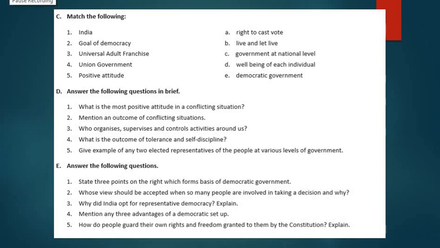I'll repeat the answer again. When a large number of people are involved in taking a decision, the opinion of majority is accepted, but the opinion of minority is also respected. In India this happens now, that the opinion of the majority is accepted because majority always wins, but the opinion of minority is also respected. Now come to next question.